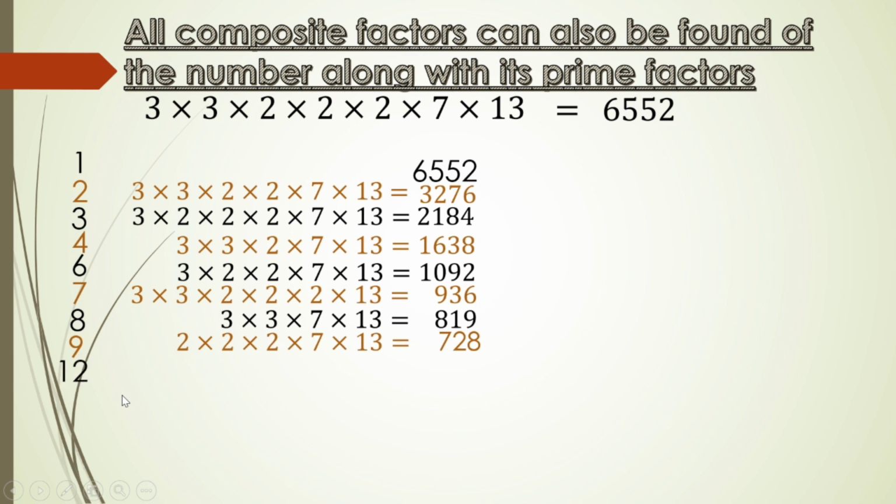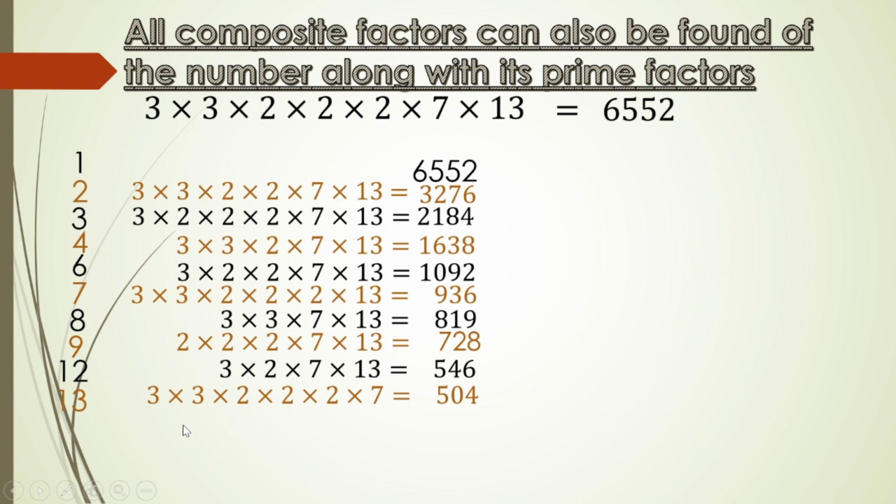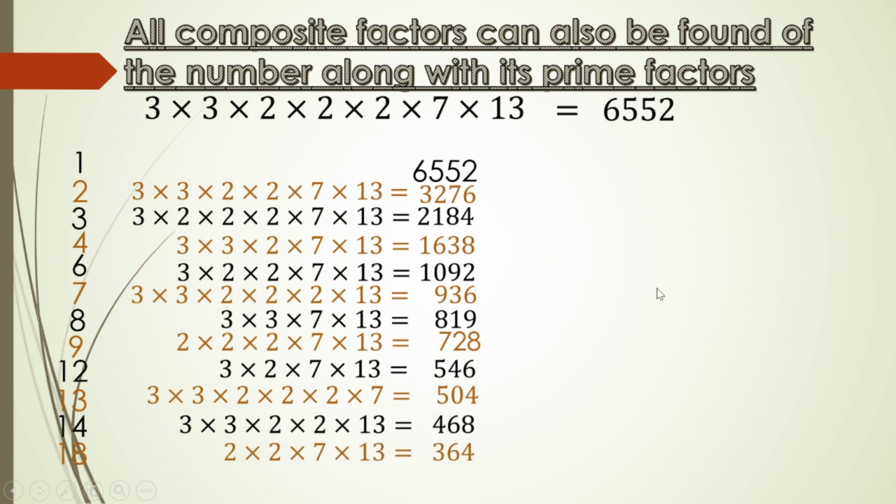Is 10 a factor? No. 11? No, because not present. Is 12 a factor? Yes, because 2 into 2 into 3 is present and the cofactor is this. Is 13 a factor? Yes, because it is present. So 13 into its cofactor, which is 504. Is 14? Yes, 14 is a factor because of 7 into 2 and the cofactor is this. Is 15 a factor? No, because 5 is not present. 16 is not, because 8 is present, not 16. We need one more 2, which is not here. So 16 is not, 17 is not, 18 is, because 9 into 2 and the cofactor is this.